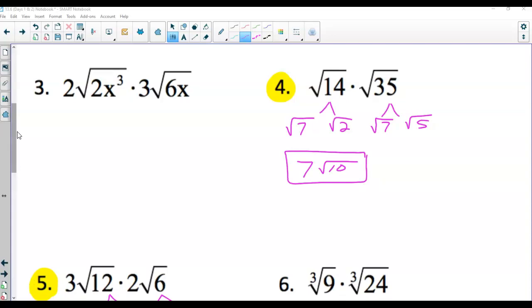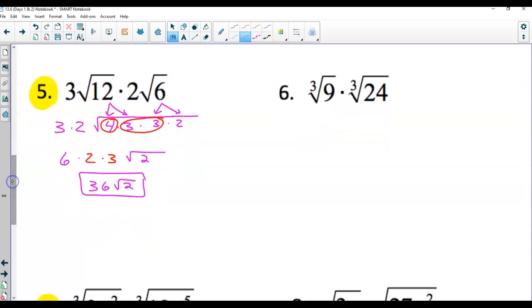Okay, so number 4, what I like to do here is see that 14 as the square root of 7 times the square root of 2, and I like to see that 35 as the square root of 7 times the square root of 5. I know the square root of 7 times the square root of 7 gives me 7, and I know the square root of 2 times the square root of 5, they're both prime. There's no perfect squares because 2 times 5 gives me 10, and then because they're still under the root, they stay under the root, all right?